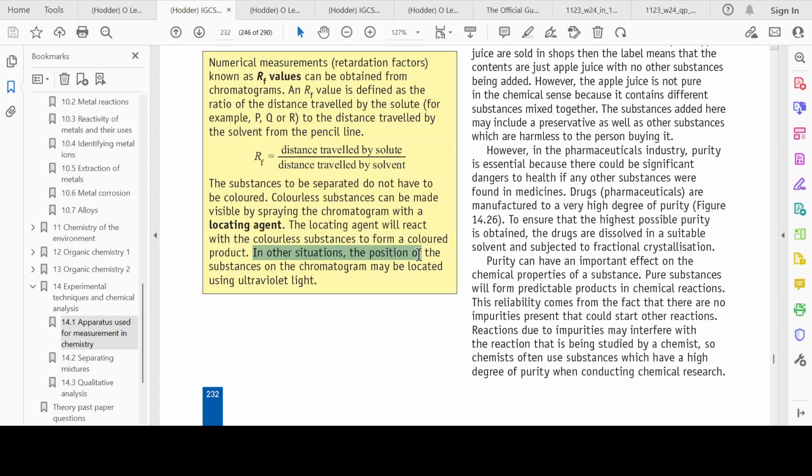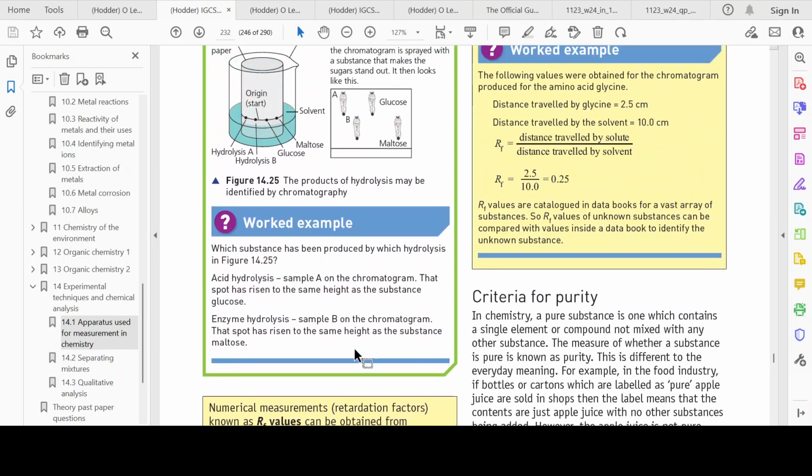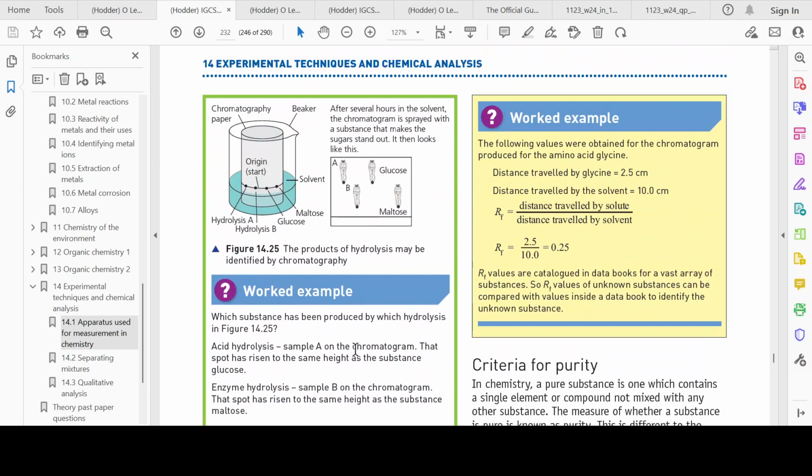In other situations, the position of the substances in the chromatogram may be located using ultraviolet light. So just so you know, if they ask you that in your paper, here's a worked example. The following values were obtained for the chromatogram produced for the amino acid glycine.